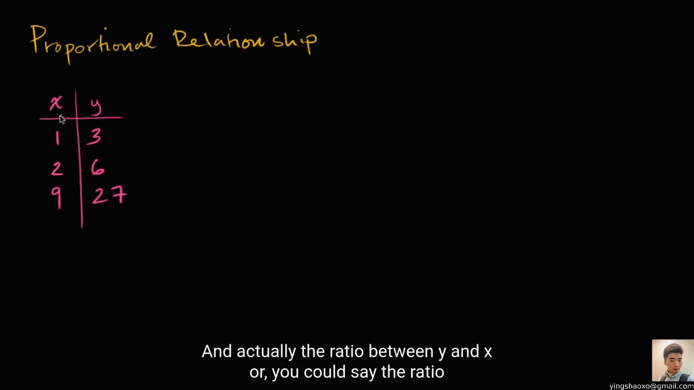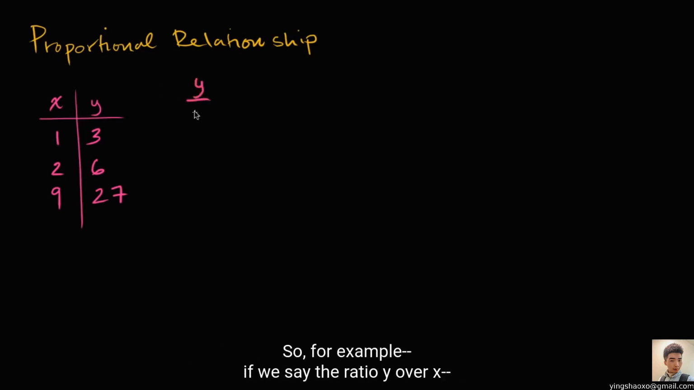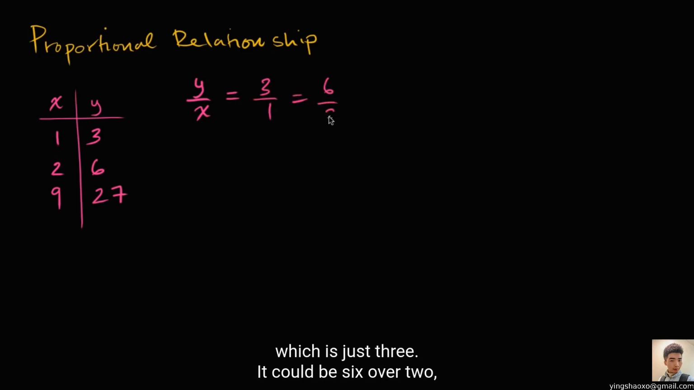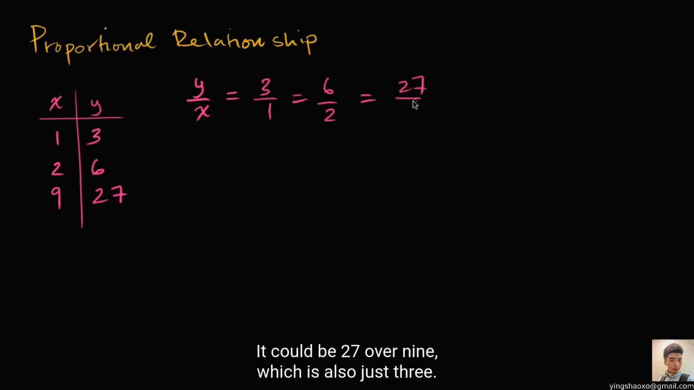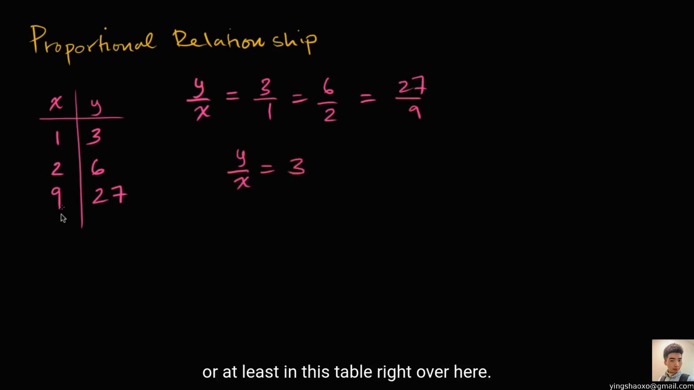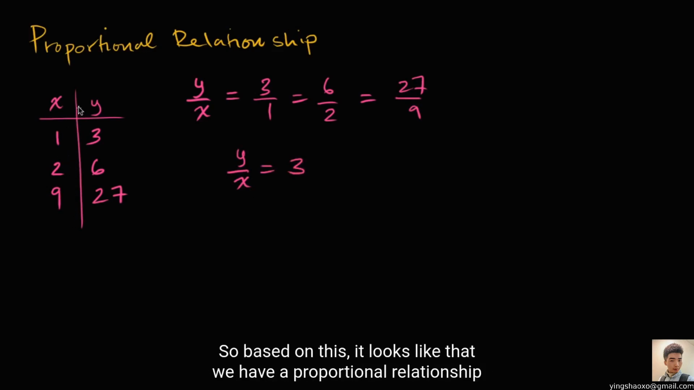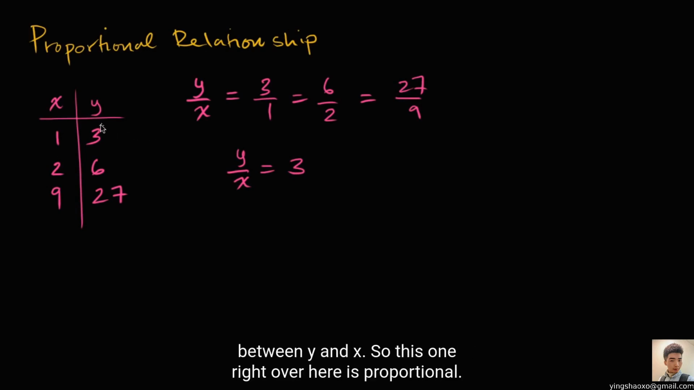Actually the ratio between y and x, or you could say the ratio between x and y, is always the same thing. So for example, if we say the ratio y over x, this is always equal to 3 over 1, which is just 3. It could be 6 over 2, which is also just 3. It could be 27 over 9, which is also just 3. So we see that y over x is always going to be equal to 3, at least based on the data points we've just seen. So it looks like we have a proportional relationship between y and x. This one right over here is proportional.